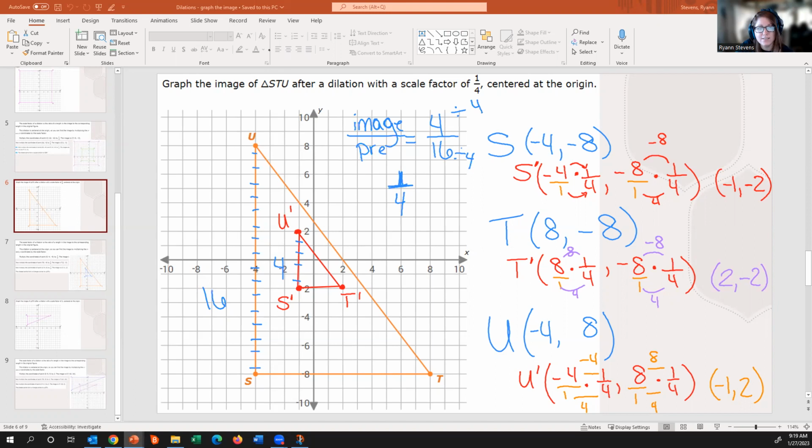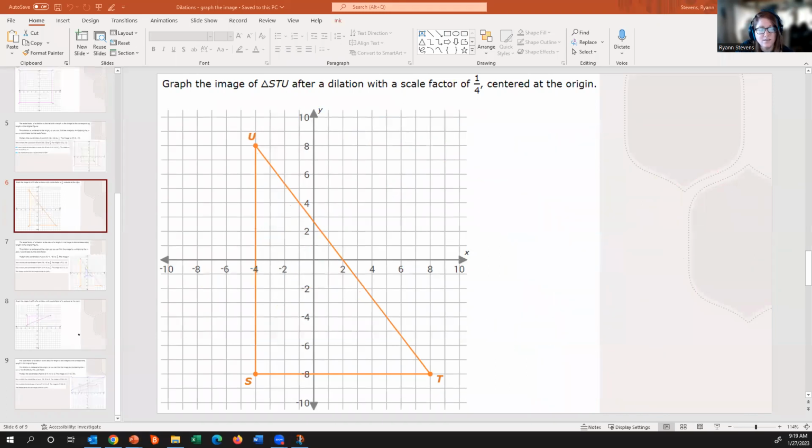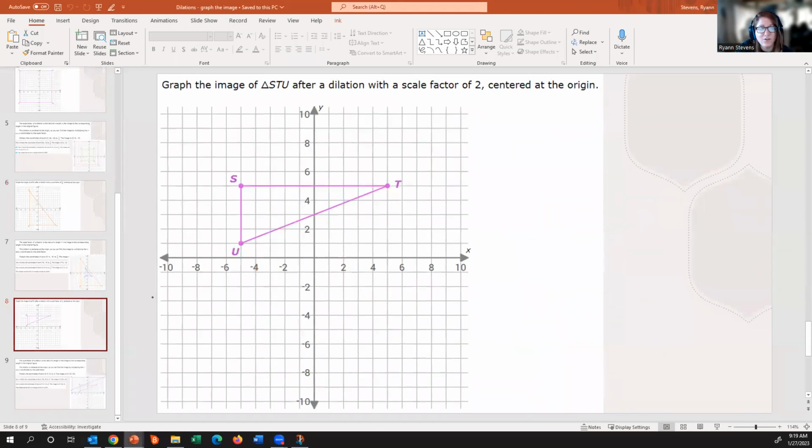Let's look at another example. Now we have triangle STU again, but now we have a dilation of a scale factor of 2. So we want to go through, and just like we've done in all of the other examples, find out where our coordinates are of the pre-image first.